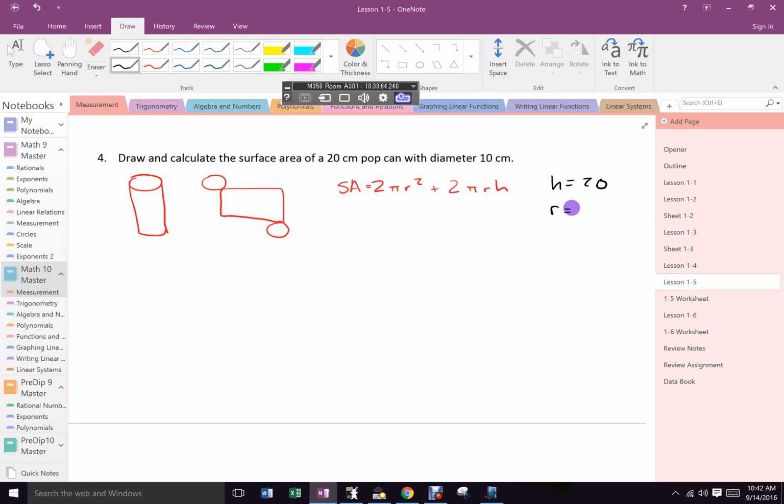You haven't been given an r. Can you figure it out? Yeah, because what's r? R is always diameter divided by 2, so it's 10 divided by 2, so it's 5. Now can you fill this in? 2 pi, what's r? 5 squared plus 2 pi, what's r? 5, and what's h? 20.